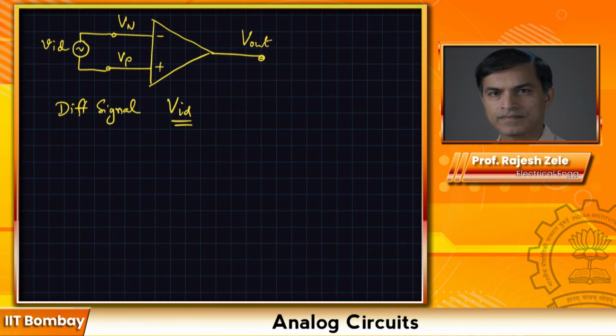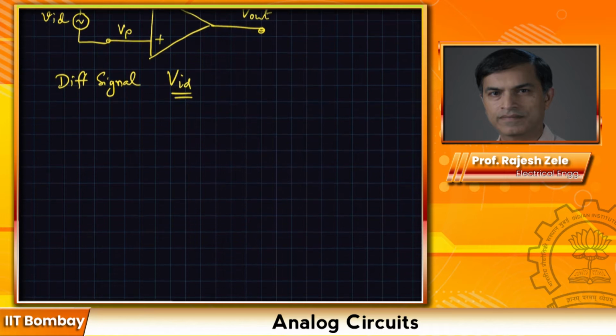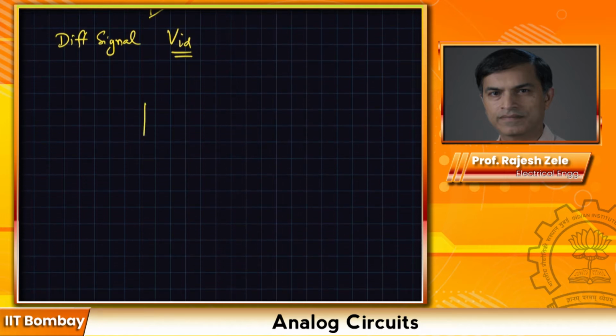However, we don't know what actual voltage Vp is or Vn is, or what it is referenced to. We only know the difference between Vp and Vn. So let me redraw the circuit to make a point. I can also do something like this. So this would be minus again and plus again.